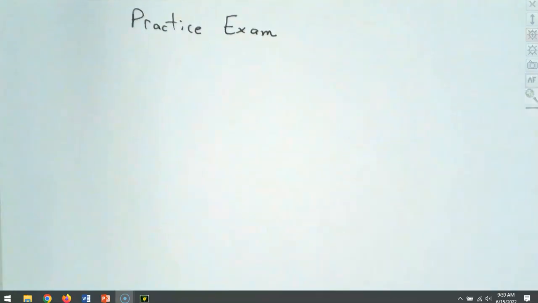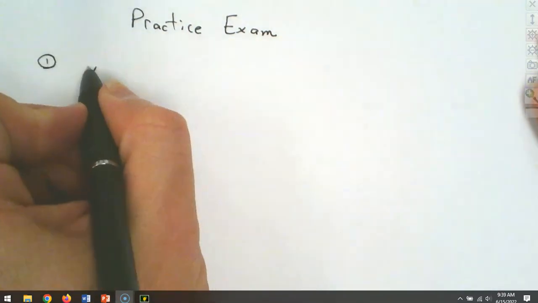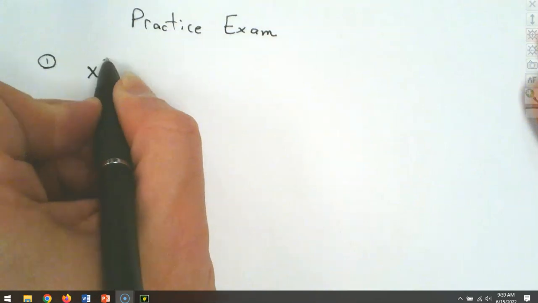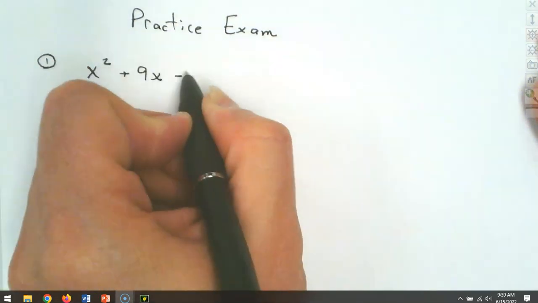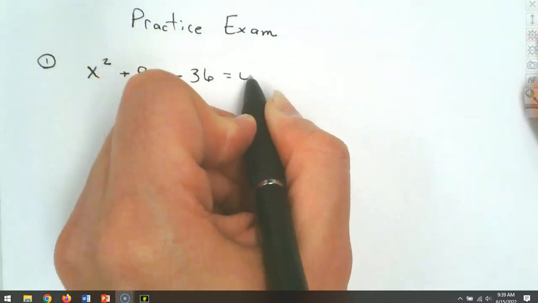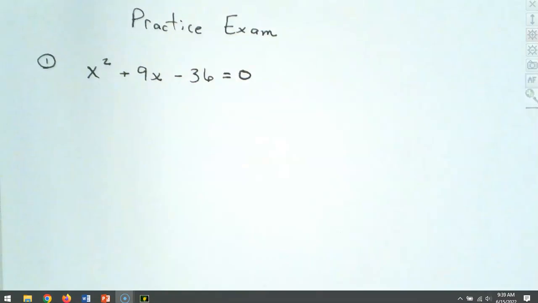And let's look at the first question. Okay, the first question is zero factor. And I did pick questions that were easy to factor, so they're not going to be super, super difficult. You won't even have to do grouping on these.